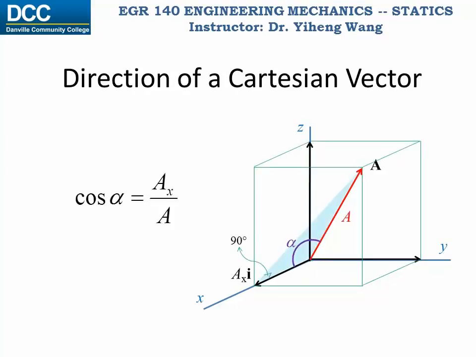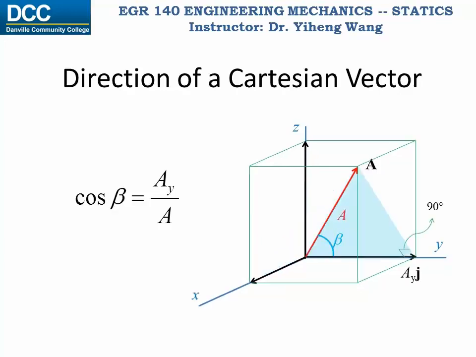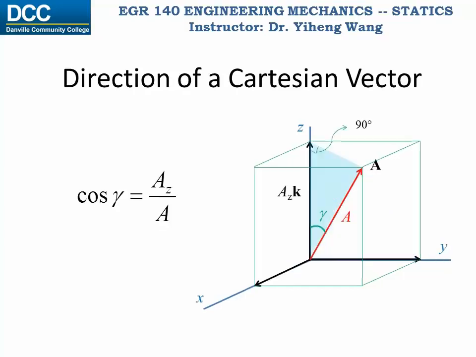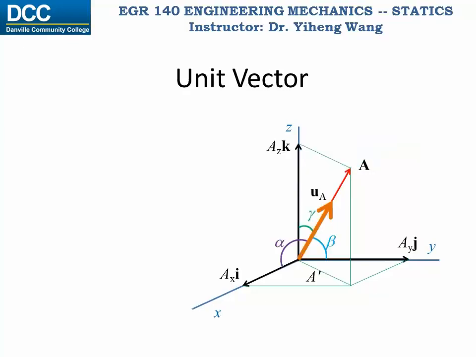If we highlight the plane made by the vector A and the x-axis, shown as the blue shaded area, then according to trigonometry, we know that cosine alpha equals to AX divided by A. Similarly, as shown in the right triangle made by the vector and the y-axis, cosine beta also equals to AY divided by A. And again, cosine gamma also equals to AZ divided by A.